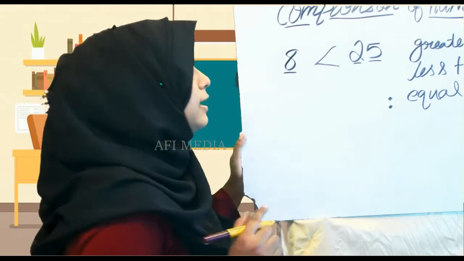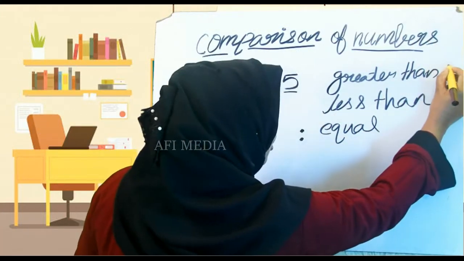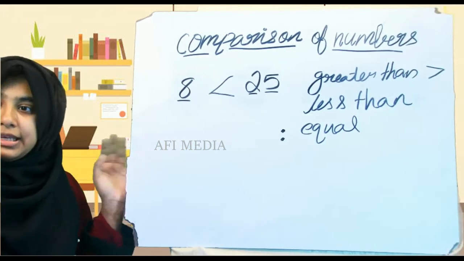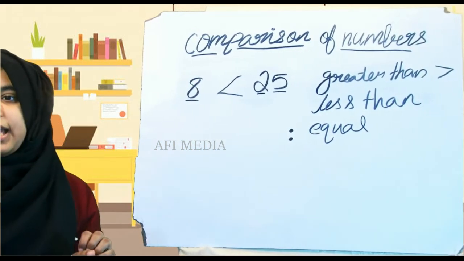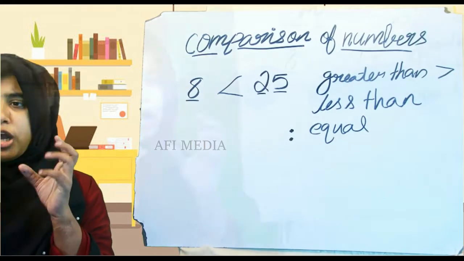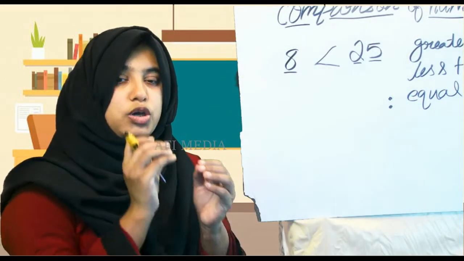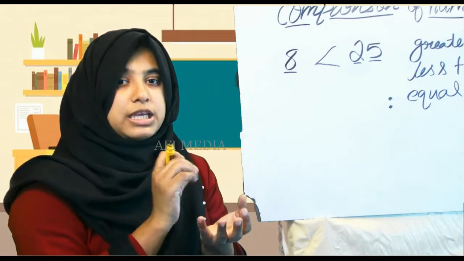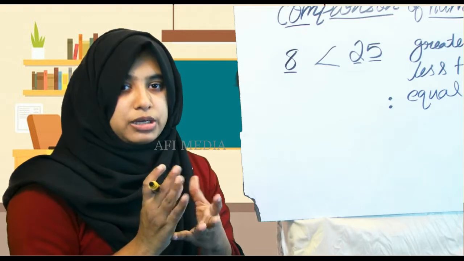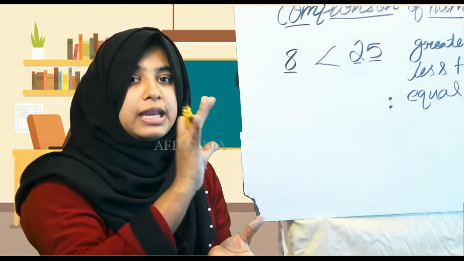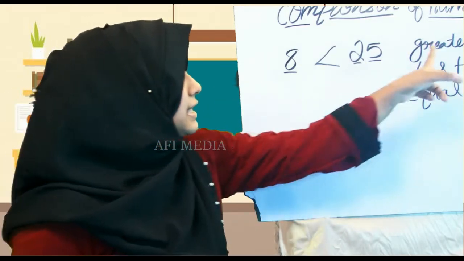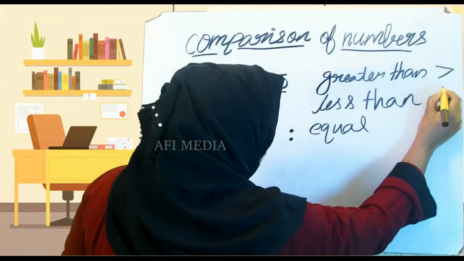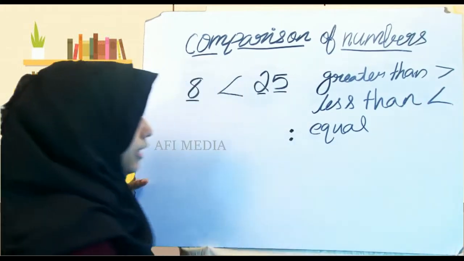Let us listen. Greater than is always an opening mouth. Suppose you think there is a crocodile. Crocodile is always eating big numbers, so he always opens his mouth towards the big number. He only eats big numbers. That is greater than.